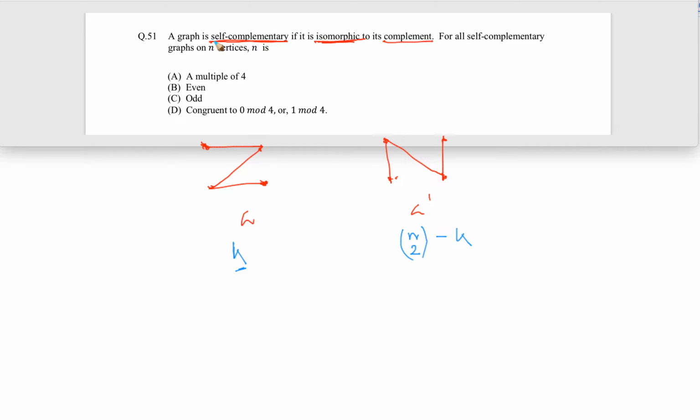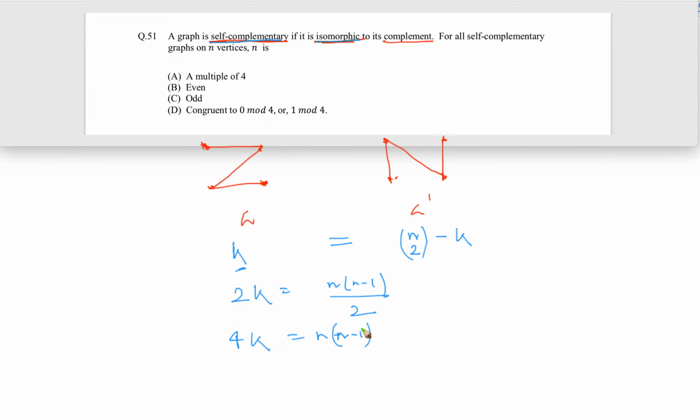Turns out it is self complementary when it is isomorphic. When it is isomorphic, these two must be equal, right? Then only it is possible, which gives us a very beautiful relation. 2k is equal to n times n minus 1 by 2, and in turn I can say that 4k is equal to n times n minus 1.